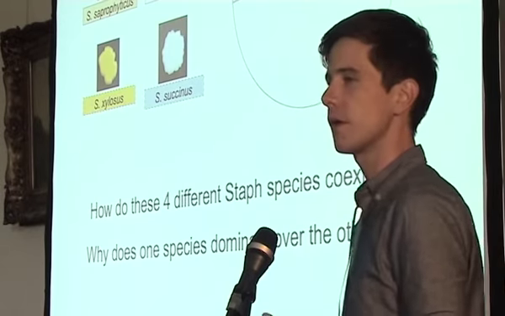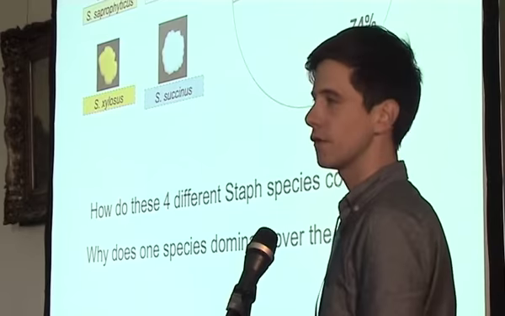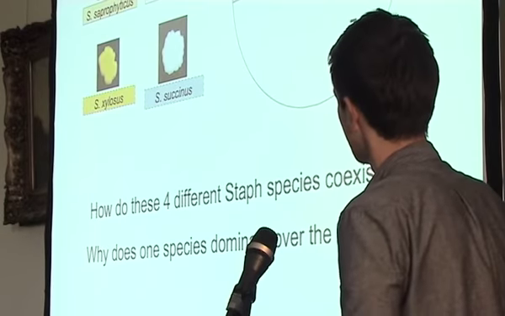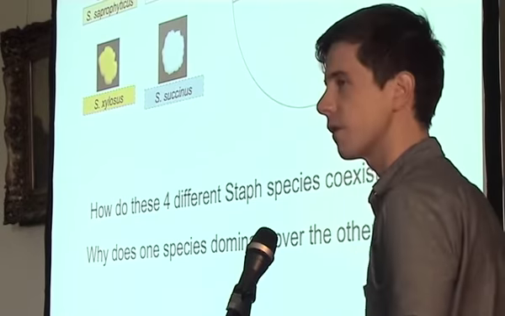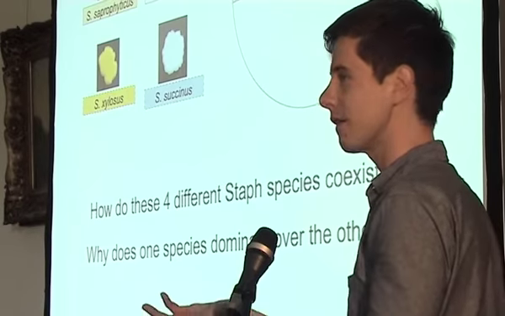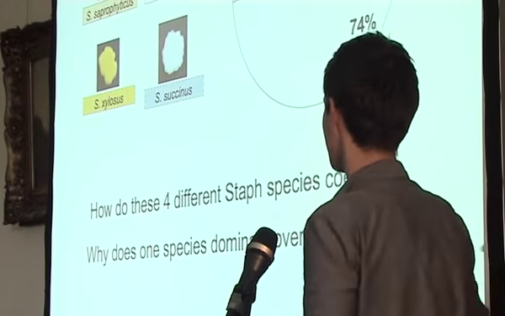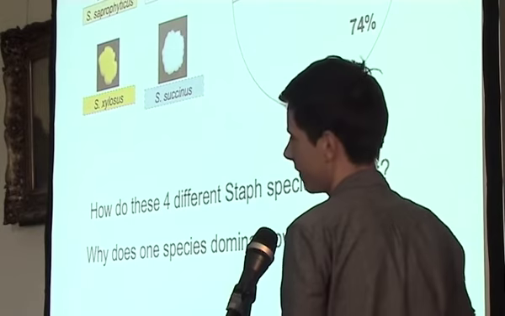So we're asking questions about why these different species show up in different ways on the cheese. So first of all, how are these 4 different species coexisting? Why are there 4 Staphylococcus? And then why is one species dominating over another? And what we're trying to do is develop a model.